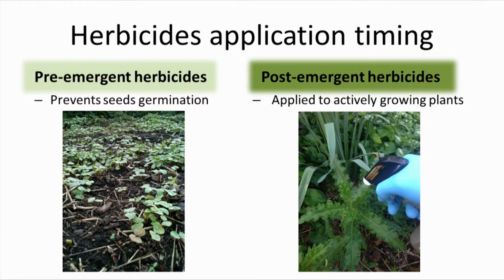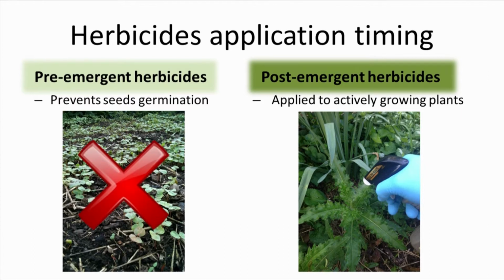Herbicides can also target weeds at different life stages. Pre-emergent herbicides are applied to prevent weeds from germinating. Also, they are not specific to weed seeds alone. If you apply a pre-emergent to a newly seeded lawn, it will prevent both the weeds and the grass seeds from germinating. Post-emergent herbicides target actively growing weeds.